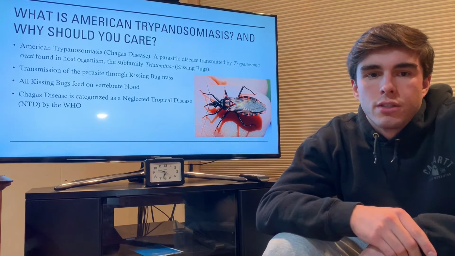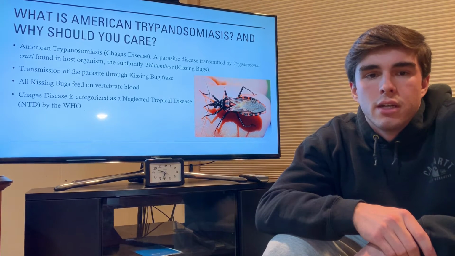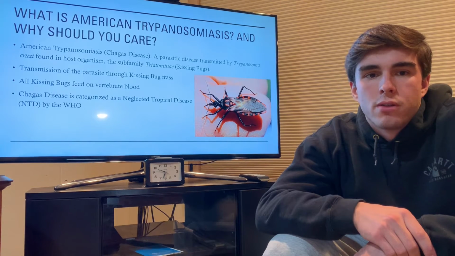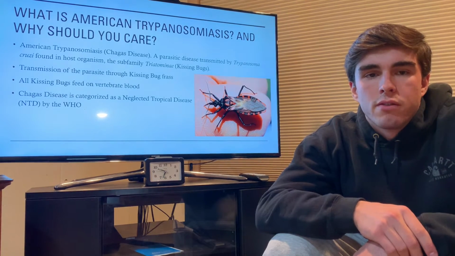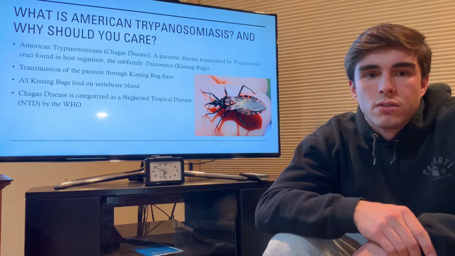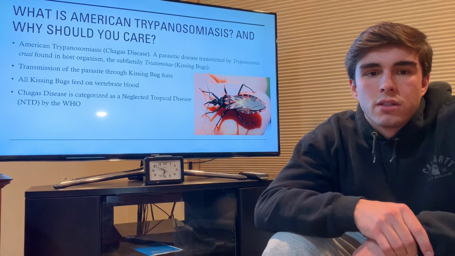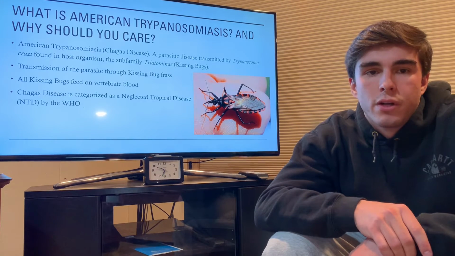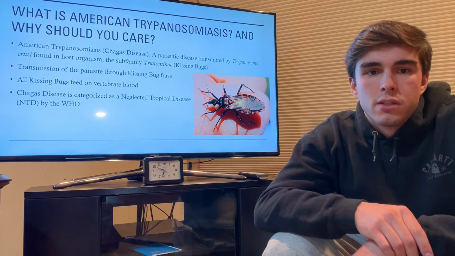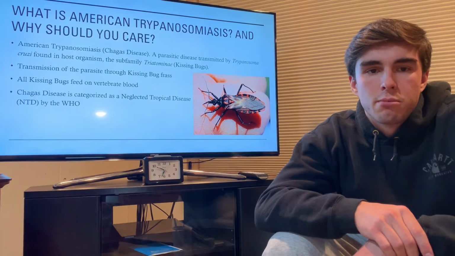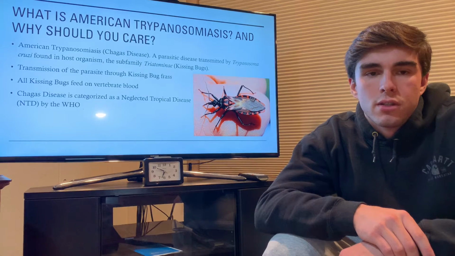So what exactly is American Trypanosomiasis, and why should you care? American Trypanosomiasis, also known as Chagas disease, is a parasitic disease transmitted by the parasite Trypanosoma cruzi, which is found in all members of the subfamily Triatominae, also known as kissing bugs. Transmission of the parasite is primarily through the kissing bug's frass, or its excretion. All members of the subfamily Triatominae feed on vertebrates' blood, and because of this, when feeding occurs, the kissing bug will leave behind its frass on the organism, which allows the parasite to crawl into the opening on the organism's skin and be passed through its circulatory system, infecting the organism that the kissing bug has been feeding on. Chagas disease is currently categorized as a neglected tropical disease by the World Health Organization, one of 17.